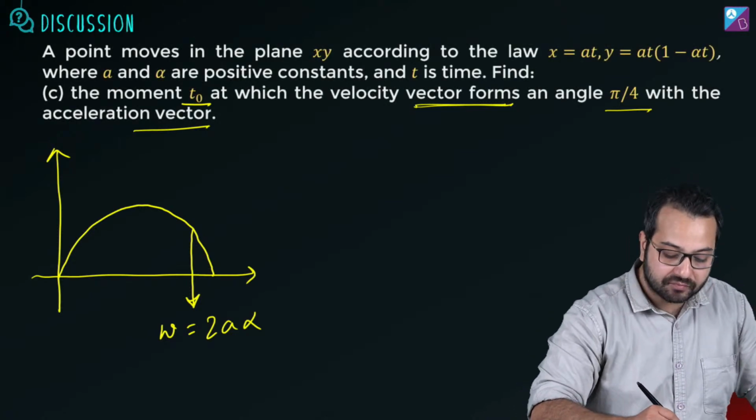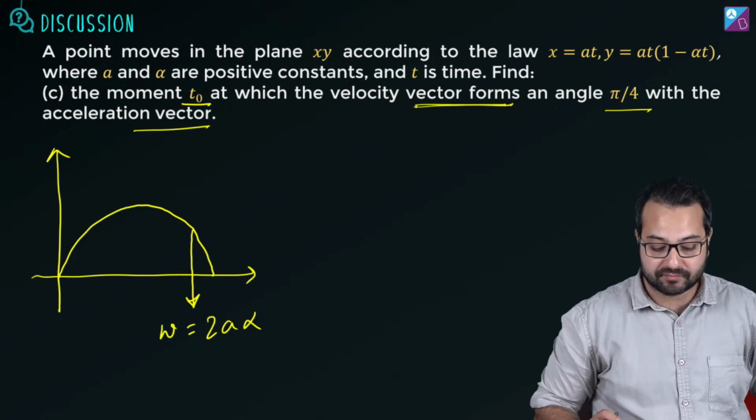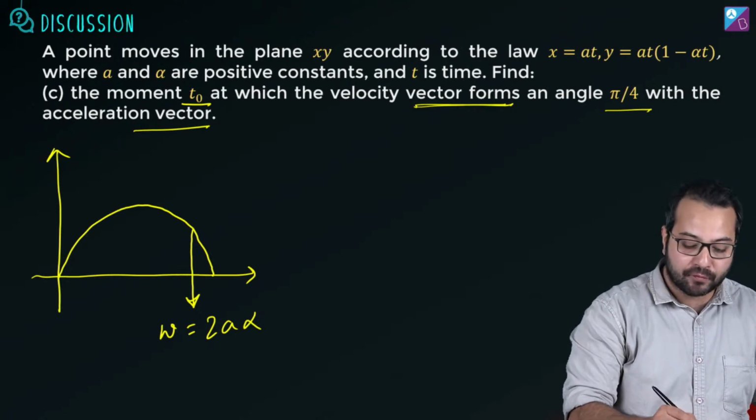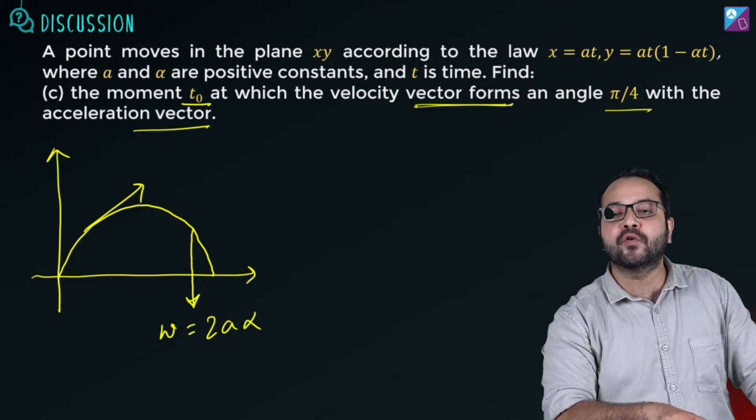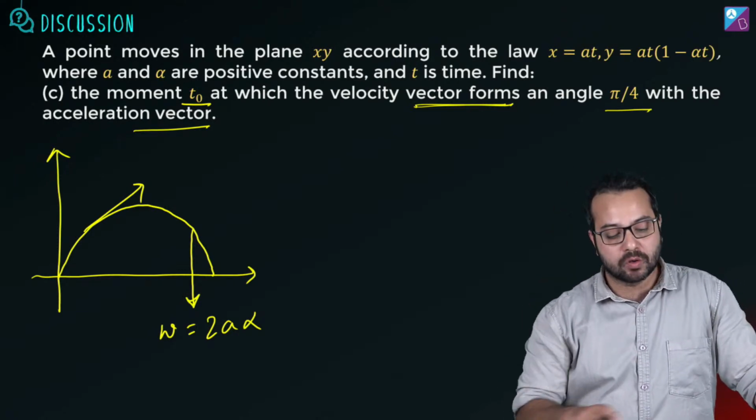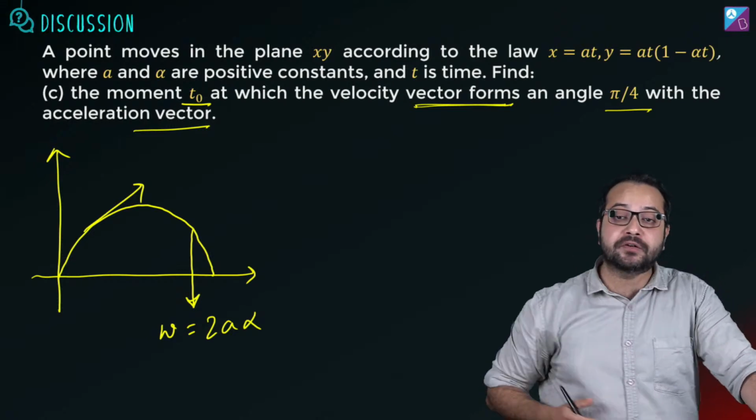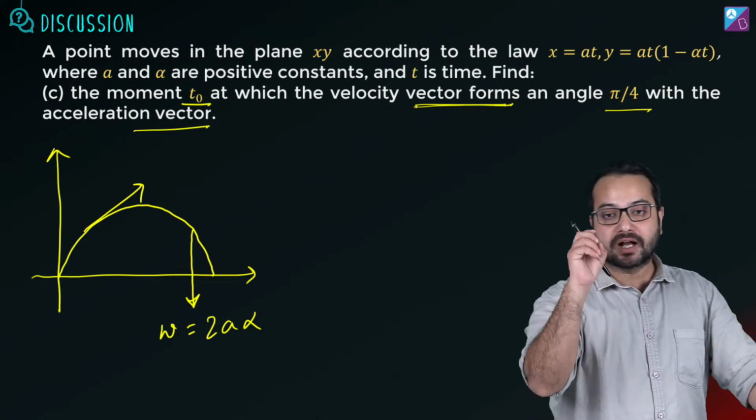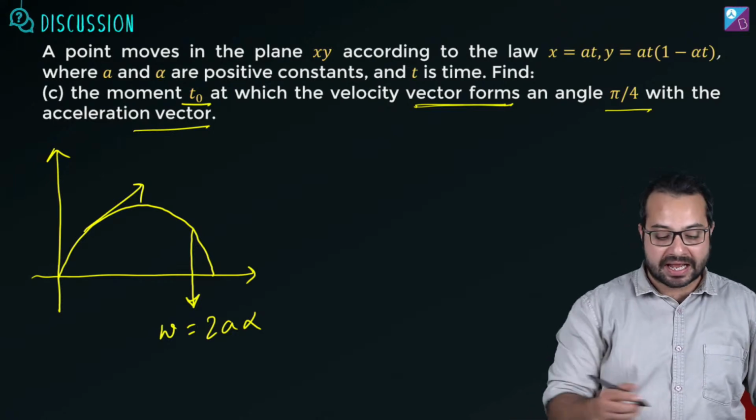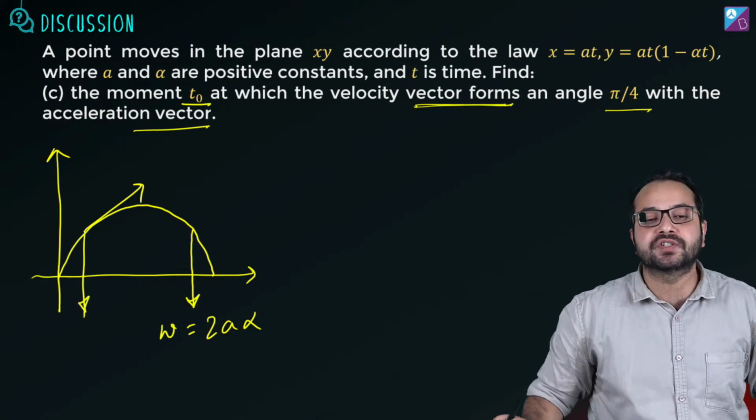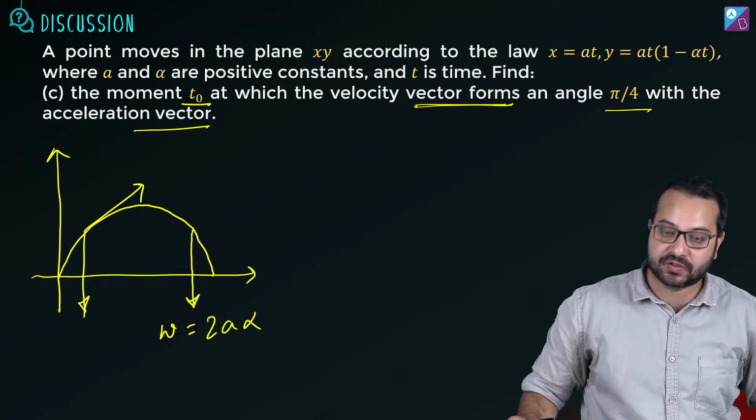Which means now the velocity is making pi by 4. Can the velocity make pi by 4 in the upward journey? Can the velocity make pi by 4 angle in the upward journey with the acceleration or with the downward direction? Okay. Are there going to be two such points? Think about it, Swastika. Are there going to be two such points? In the upward journey, the angle is always going to be obtuse. Check.